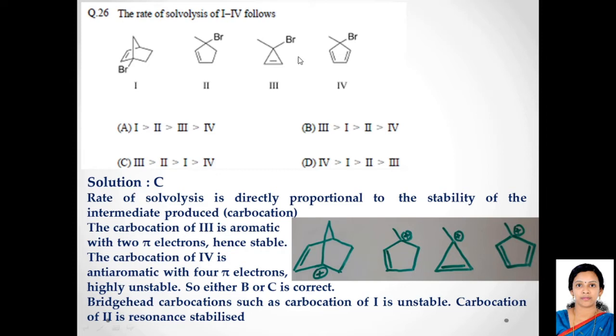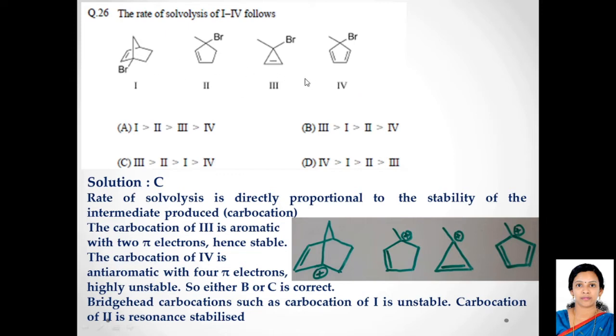So the more stable the carbocation is, the more will be the rate of solvolysis. The more stable the carbocation generated, the higher will be the rate of solvolysis. So basically in this question we have to find which are the most stable carbocations. The compounds which give the most stable carbocations will show a higher rate of solvolysis.